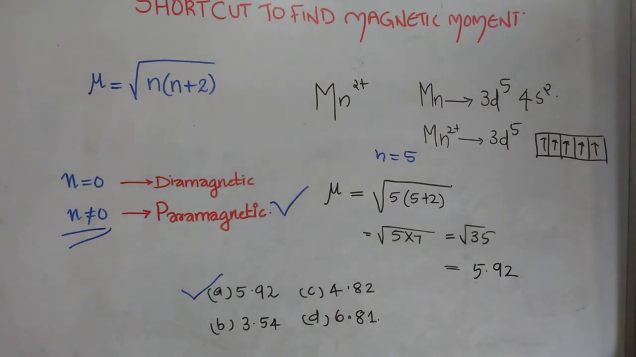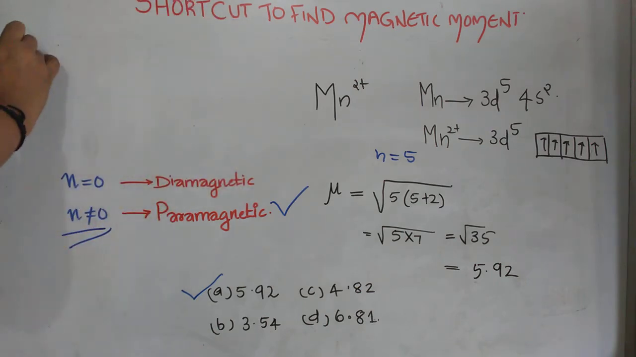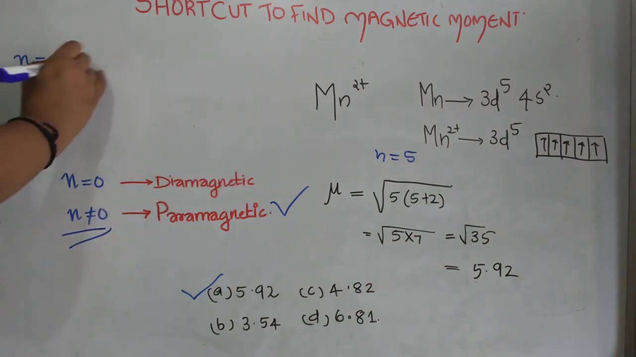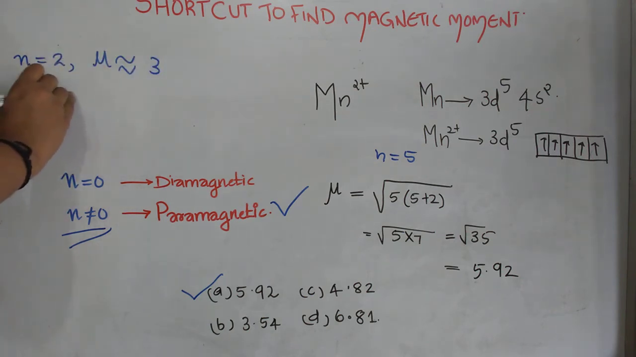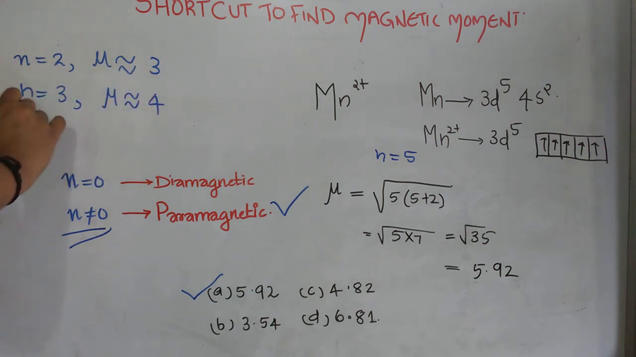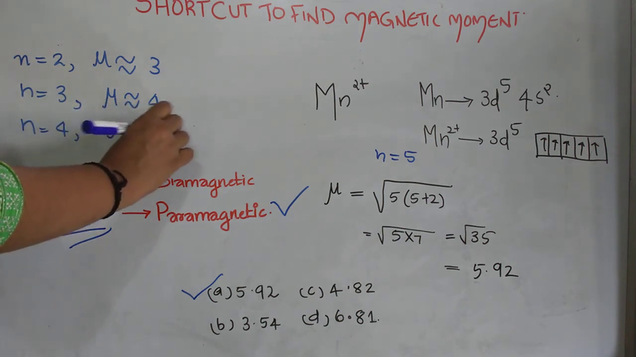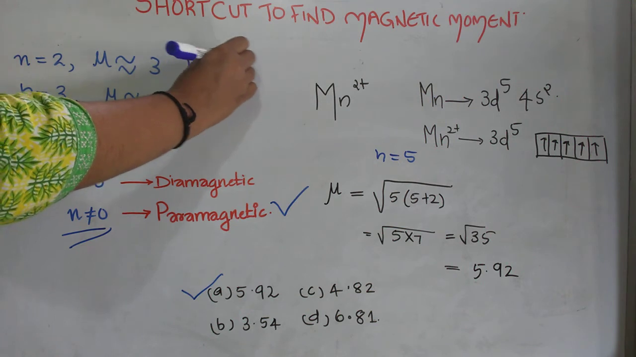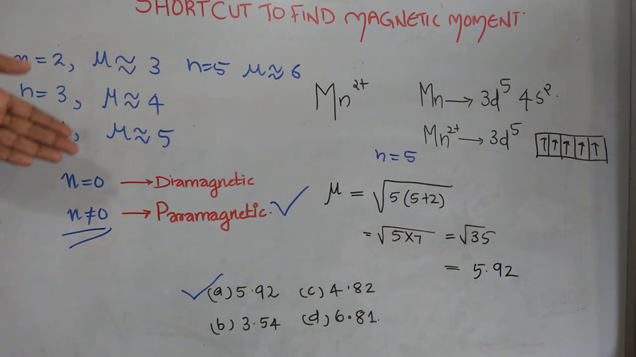So, listen carefully. The trick here is that if n is equal to 2, then mu will be approximately equal to 3. If n is equal to 3, mu will be approximately equal to 4. If n is equal to 4, mu is approximately equal to 5. And n is equal to 5 means mu is approximately equal to 6. You can directly find that this shortcut is true from the question that is already given.